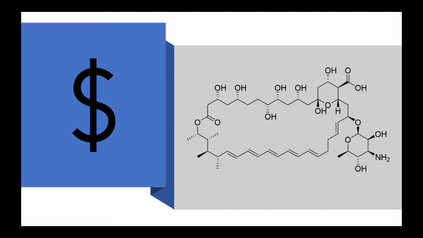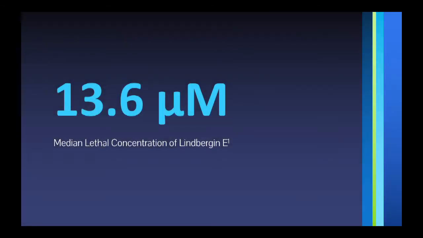So this leads us to our next point, that the current treatment options for leishmaniasis are not effective for an area so socioeconomically deprived. They're too expensive. Right here is amphotericin B, the most common treatment option, and it costs over $50 for a single injection. That's simply not feasible for these countries with such high infection rates. So, Lindbergin E might just present an alternative. With a median lethal concentration of 13.6 micromolar, Lindbergin E is the perfect candidate for exploring new potential drugs.